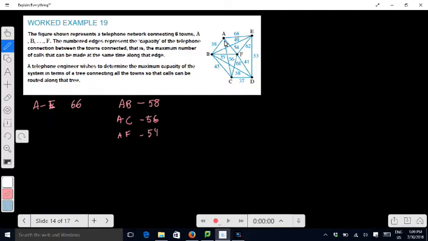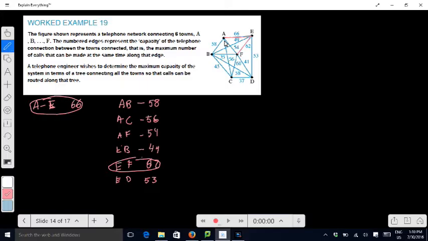The other option is I've got E, and that can go to B, which is 49. I can go from E to F, which is 62. And I can also go from E to D, which is 53. So the highest number in there is going to be E and F. There's my first one, there's my second one. So I've got A to E, E and F so far.